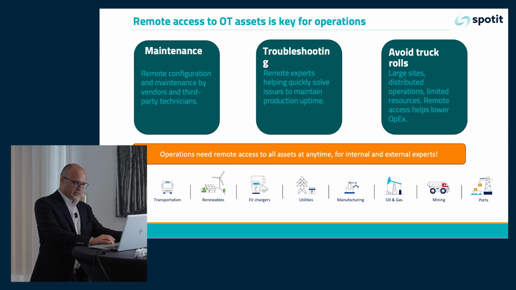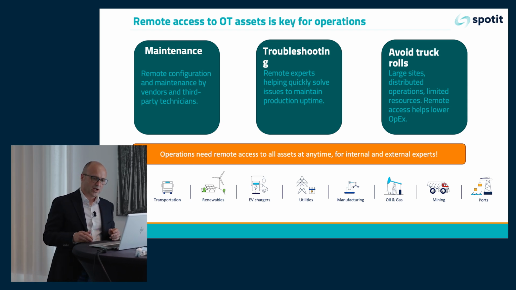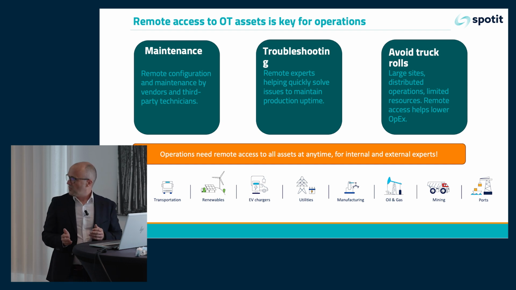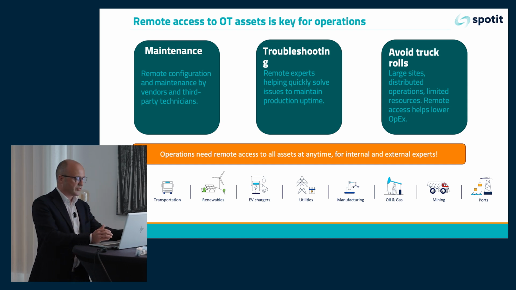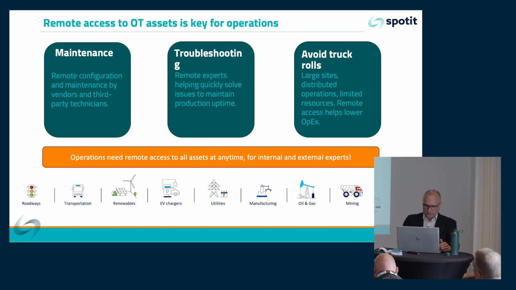Troubleshooting is the next benefit of giving remote access. This allows, of course, for continuous monitoring of your OT assets. And it enables operators and engineers to quickly identify and troubleshoot issues without the need for an on-site presence. And this, of course, minimizes downtime, and it ensures that any problems can be addressed in a swift way.